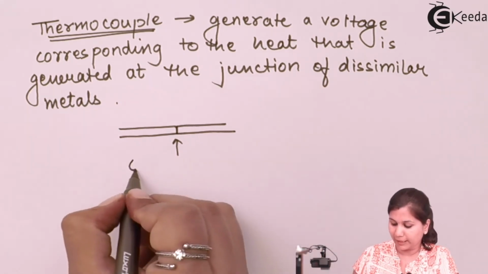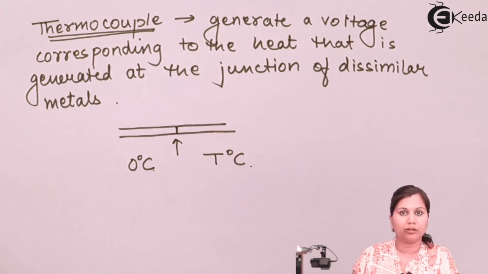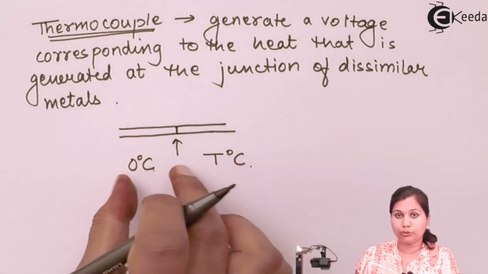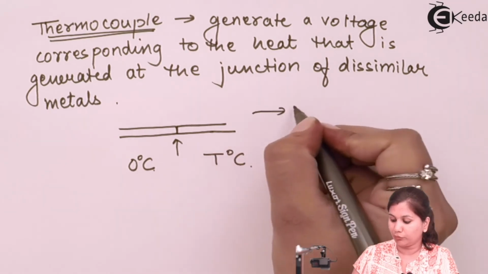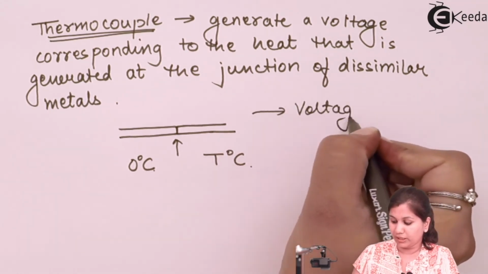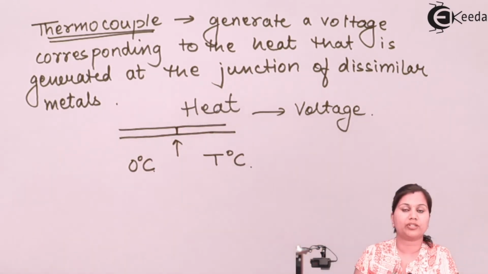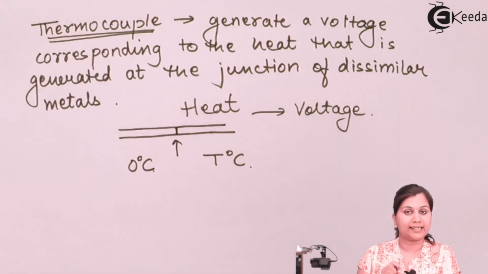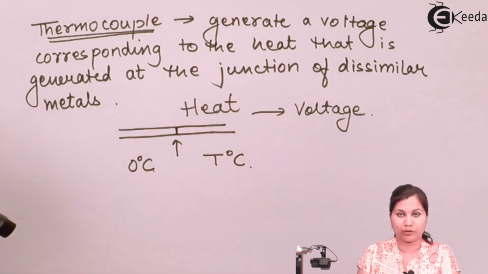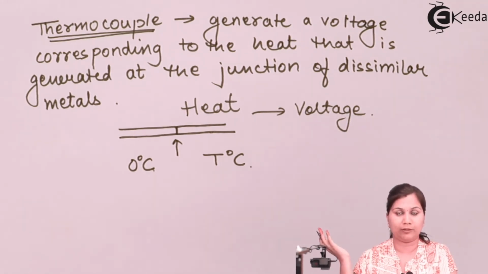Okay, at one time it is kept at something like 0 degrees Celsius, and after that it is kept at some temperature other than this, and then due to this temperature difference, the heat which is generated is converted into the voltage. So you can see that a non-electrical quantity, heat, is converted into an electrical quantity, which is the voltage. Okay, so this thermocouple is acting as the sensing element and the transduction element. It is sensing the changes in the input signal and it is generating the electrical signal also.